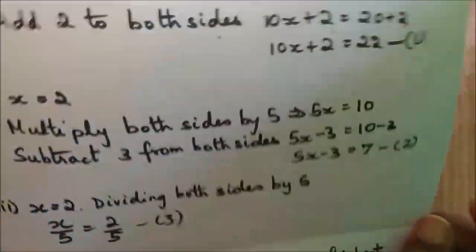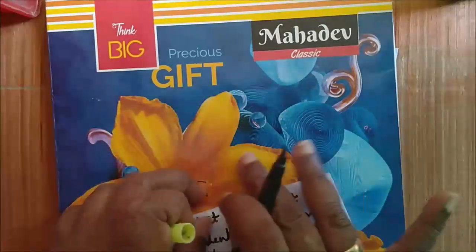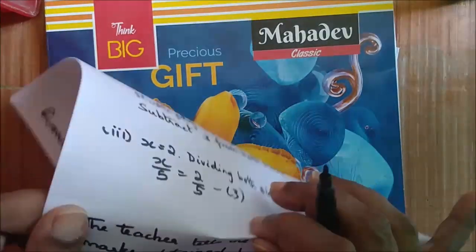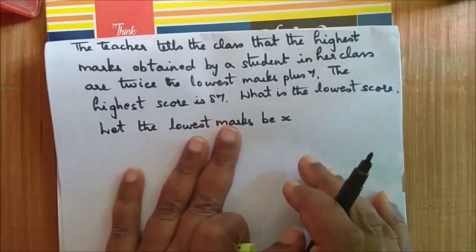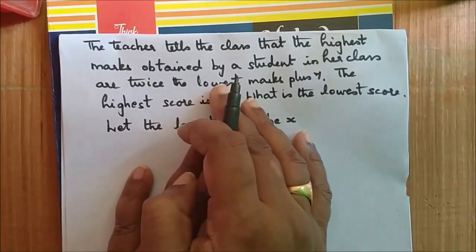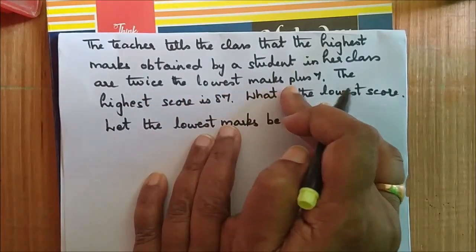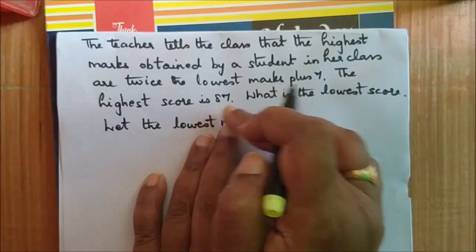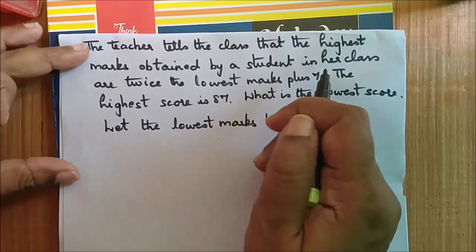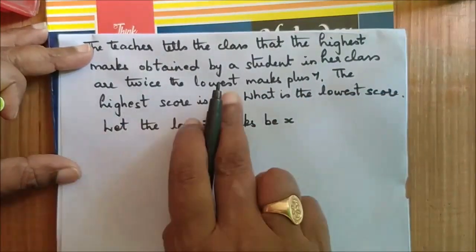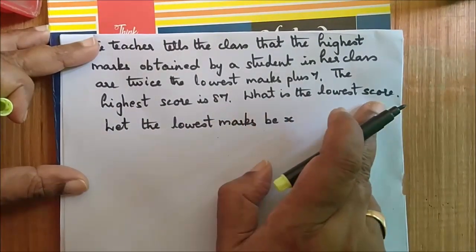Now we will solve a problem. We have to construct the equation for this problem, and then we have to solve it. We will see how we can construct an equation. What is given is, the teacher tells the class that the highest marks obtained by a student in her class are twice the lowest marks plus 7. The highest score is 87. What is the lowest score?